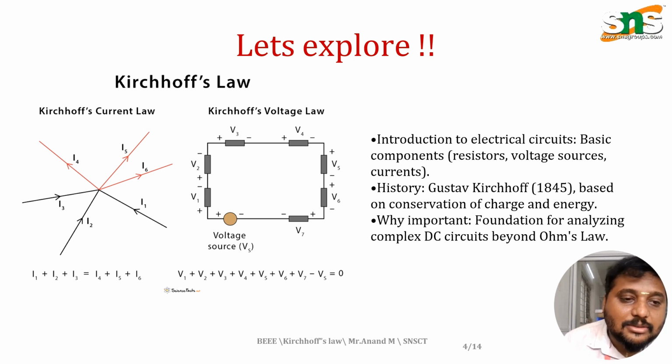For example, take this circuit as an example. Here I3, I2, I1 are incoming currents, and I4, I5, I6 are outgoing currents. So I3 plus I2 plus I1 equals I4 plus I5 plus I6. So both incoming and outgoing currents are equal.